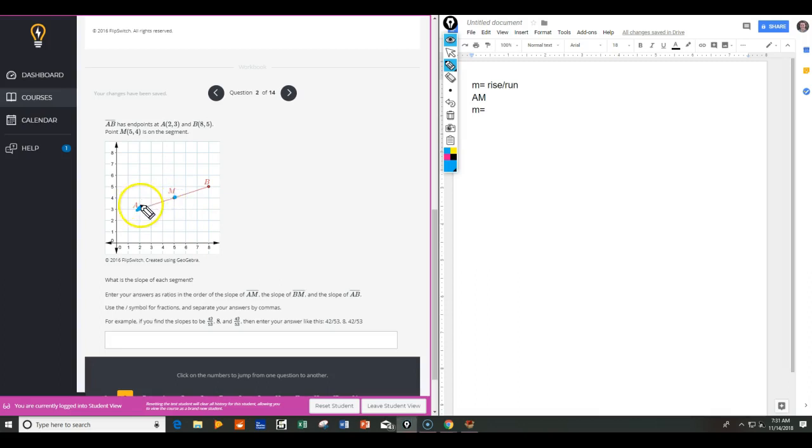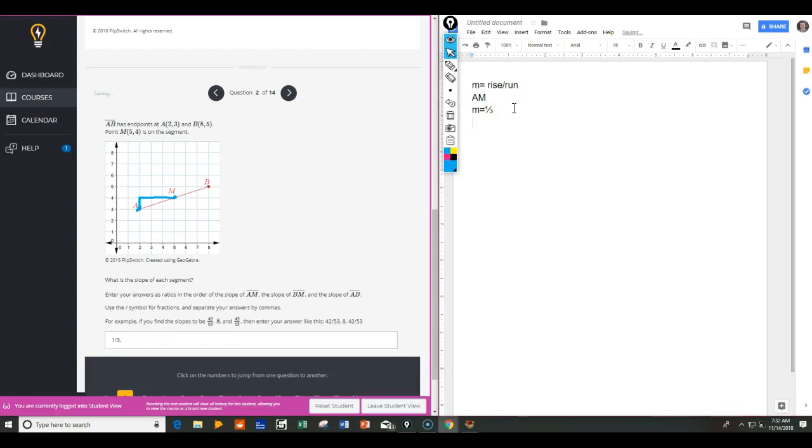So how far up did I go? Well, I went up 1 unit. So that's our rise, 1 unit, and our run is our horizontal. So I went 1, 2, 3. So this is 1/3. So for AM, I'm going to enter in 1/3, comma, space.